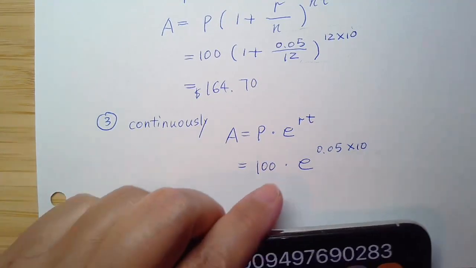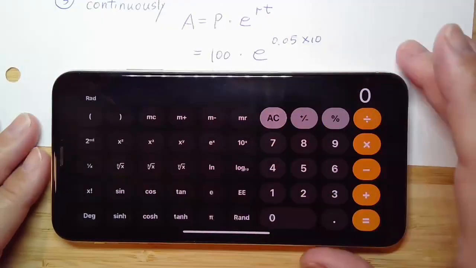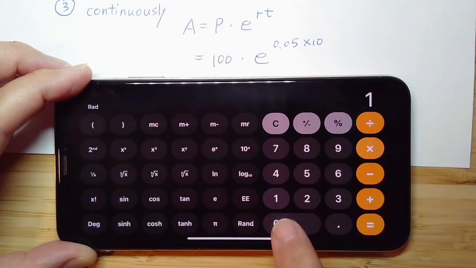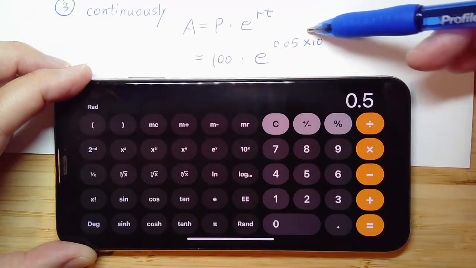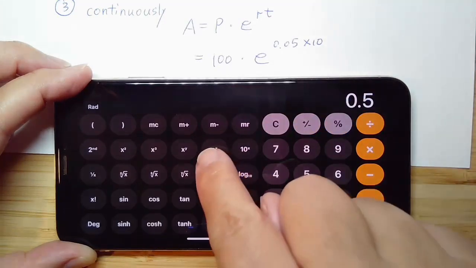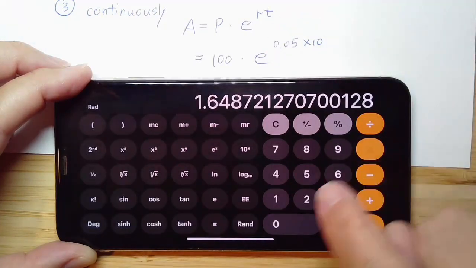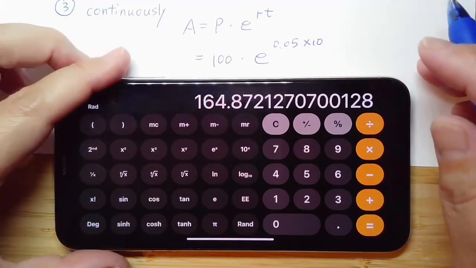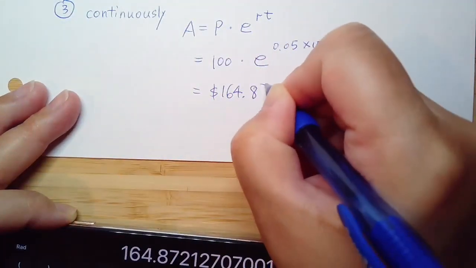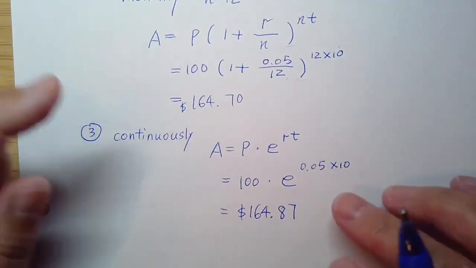All right, now again, we're going to use the calculator. Let me put this up a little bit so you can see. All right, now clear this up. Okay, we're going to do 0.05 times 10, which is this. That's the exponent of e. And then we have a little function. Did you see this e to the x? You just click that and you get the number. So it's 1.648 something. And then you multiply by 100. This is much easier. So the answer is 164.87. So if you compare this with compounded monthly, this is slightly better, because the time is short.